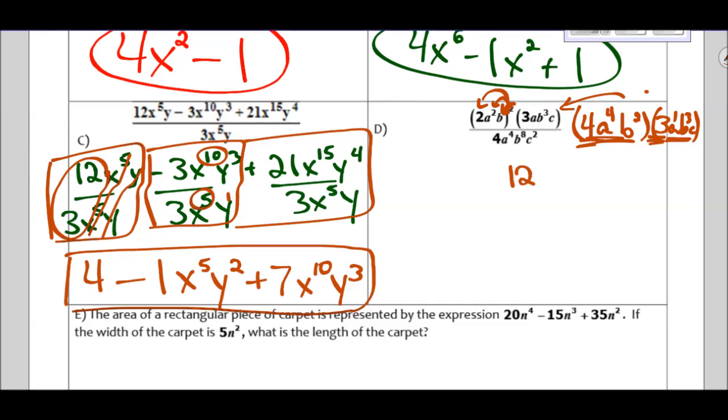A to the 4th times a to the 1st is a to the 5th. B to the 2nd times b to the 3rd is b to the 5th. And there's no c from here, so I'm just going to leave that c alone. I'm going to write it as c to the 1st. It's all still divided by 4a, b, c, with exponents of 4, 8, and 2 respectively.